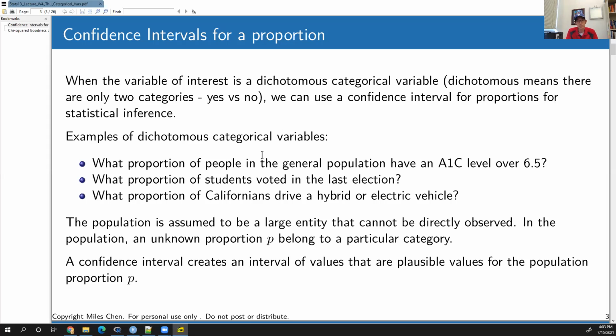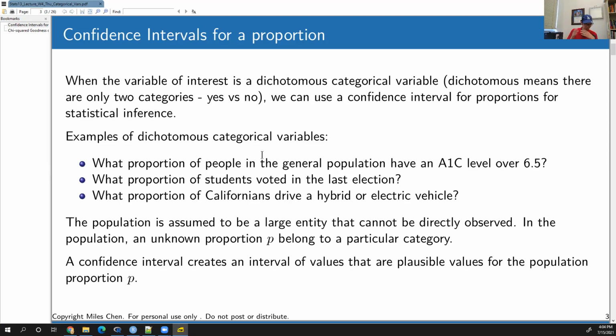Okay, so for example, we can talk about what proportion of people are diabetic, have diabetes. And to talk about diabetes, a lot of times the classification is that we'll look at this blood sugar test. We'll look at the A1C level. And if the A1C level is over 6.5, that person might be classified as being diabetic. Okay, and so we'll just say what proportion of people in the general population have an A1C level over 6.5, meaning they would be classified as being diabetic.